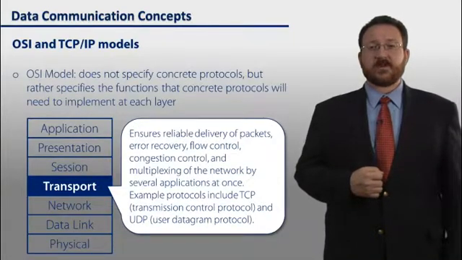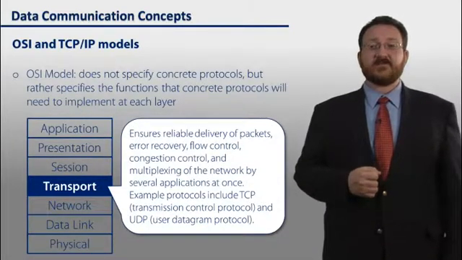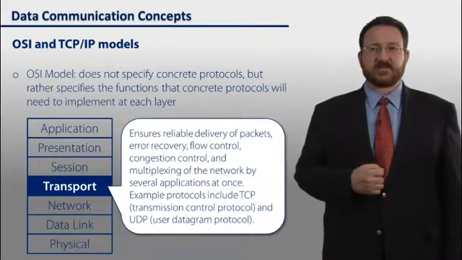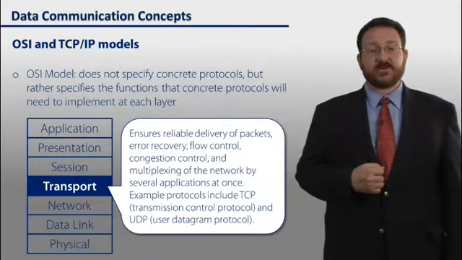The transport layer ensures the reliable delivery of packets through error recovery, flow control, congestion control, and multiplexing of the network by several applications at once. The examples here include TCP, the Transmission Control Protocol, and UDP, the User Datagram Protocol.